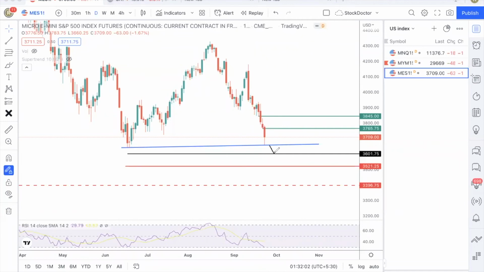If it starts trading below 3601, then definitely there will be some short selling coming, and the first target is 3520, and the next target is 3400. Now remember my friends, 3400 is the high of the pre-COVID level.